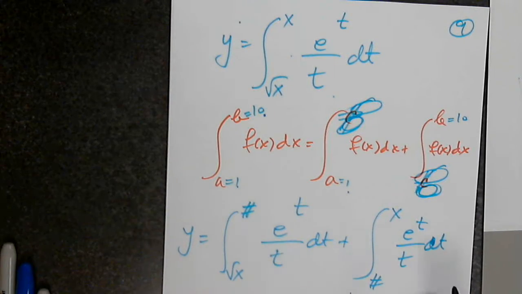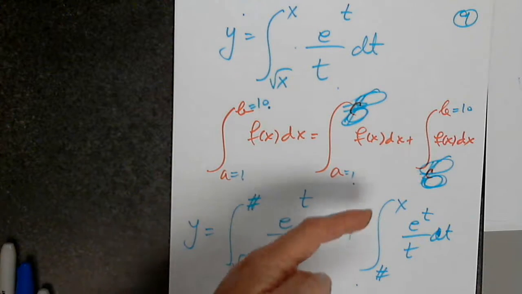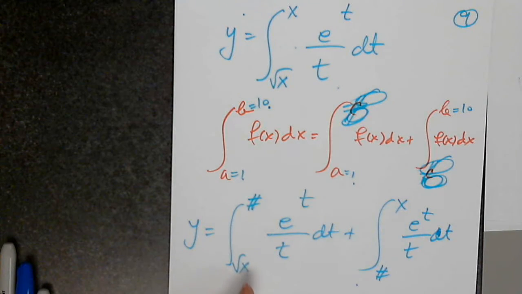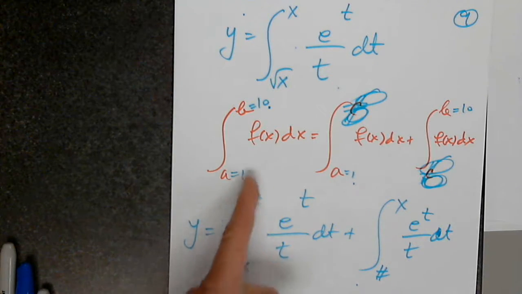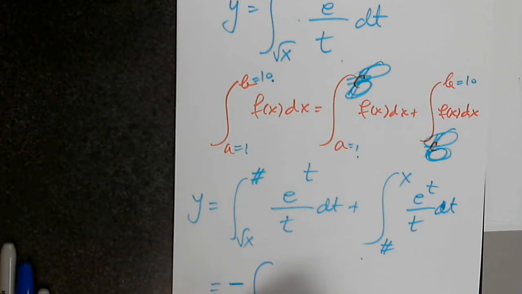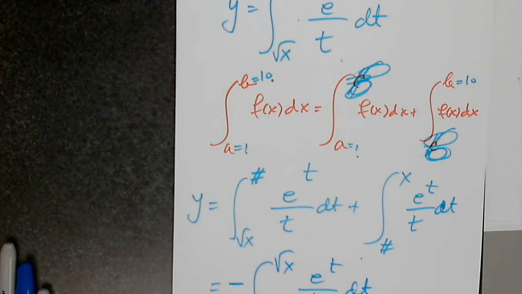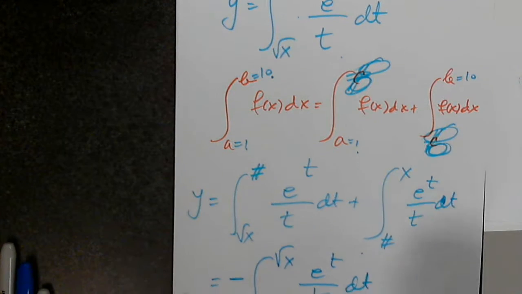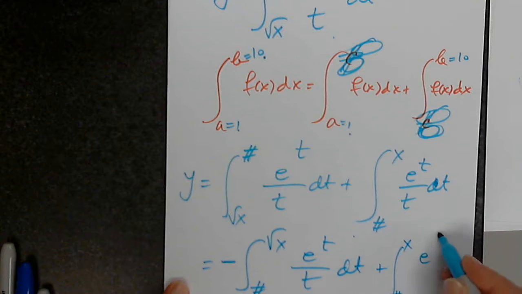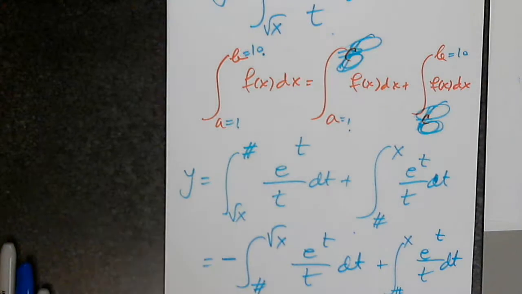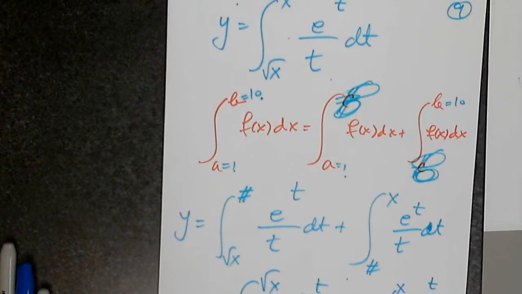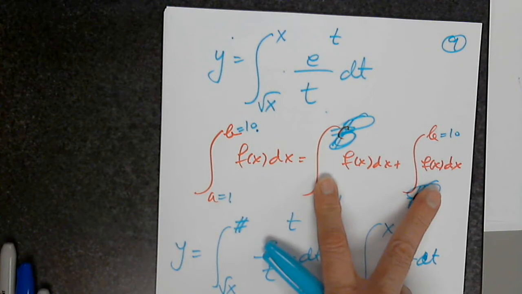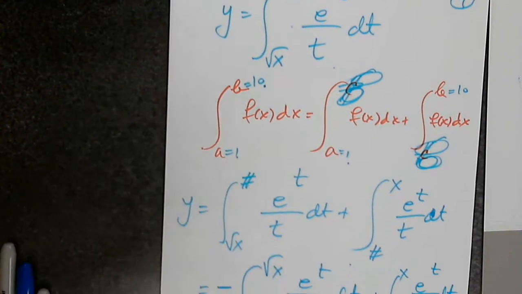In the same way I split this one: from the square root of x to a number, plus from that particular number to x. I have one more step. This is okay, but this is not okay because it doesn't have the number as the lower limit. What do I do with it? Put a minus sign. And now this is ready for differentiation. So how come this one only has 2 and the other one has 3, like A to B, A to C? Yeah, it has 2, I split it somewhere.